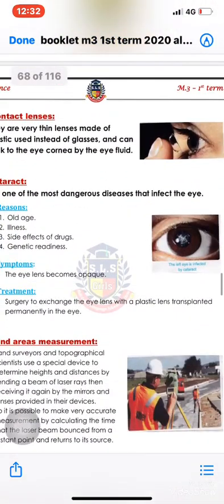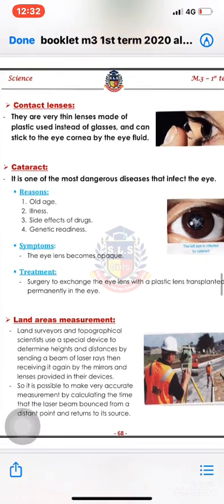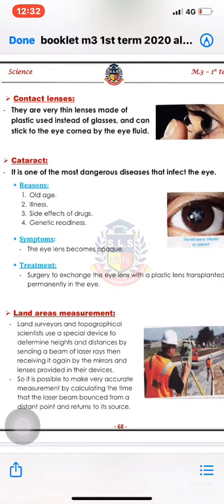Let's talk about another topic, which is contact lenses. What is meant by contact lenses? They are very thin lenses made of plastic, used instead of glasses, and they can stick to the eye cornea by the eye fluid. We wear them instead of medical glasses. They stick to the eye cornea by the eye fluid.